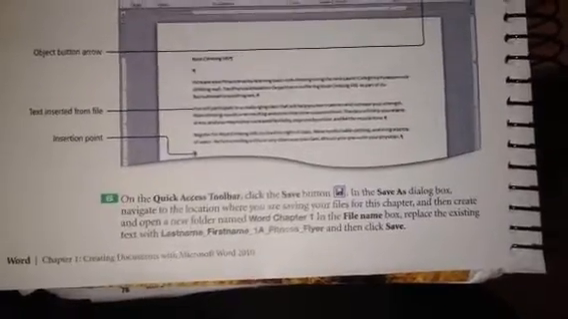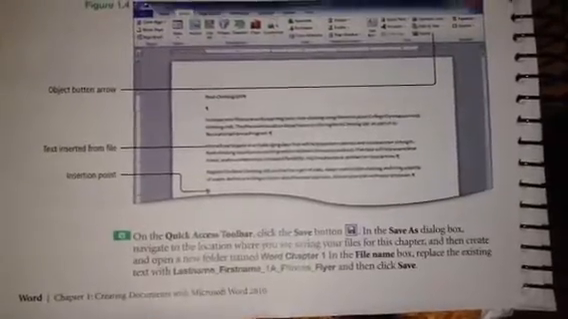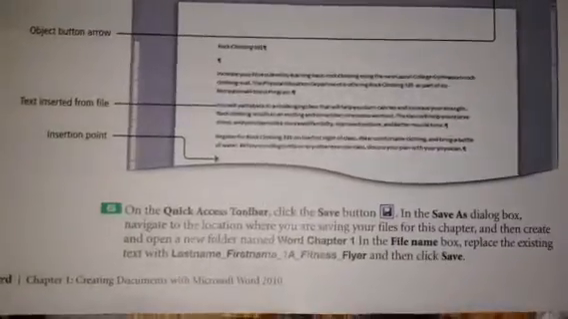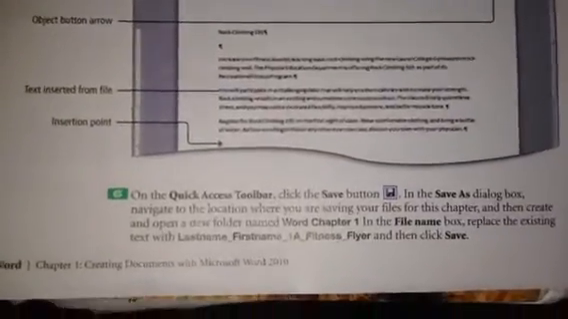Step 6. On the Quick Access Toolbar, click the Save button. In the Save As dialog box, navigate to the location where you are saving your files for this chapter and create and open a new folder named Word Chapter 1A. In the File name box, replace the existing text with Lastname_Firstname_1A_Fitness_Flyer, and then click Save.